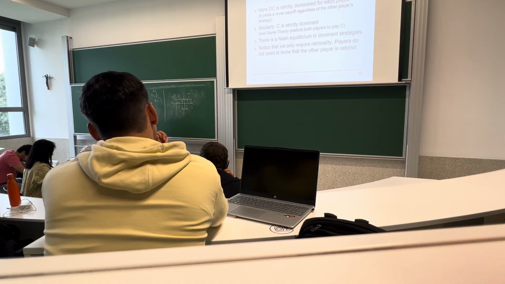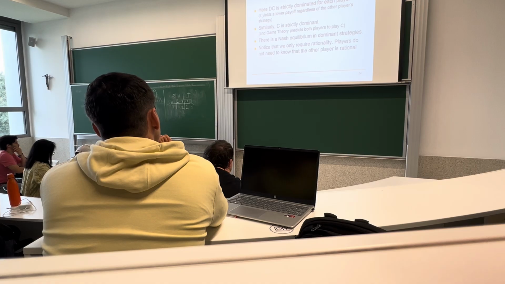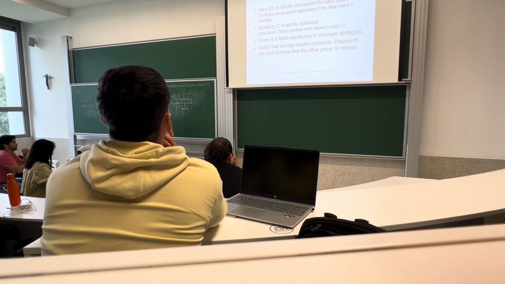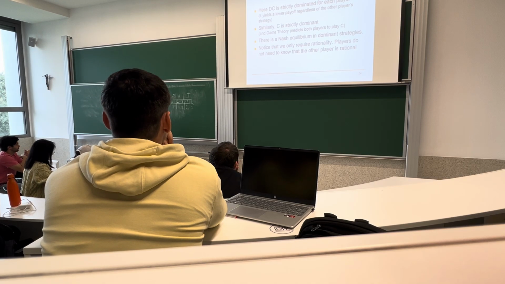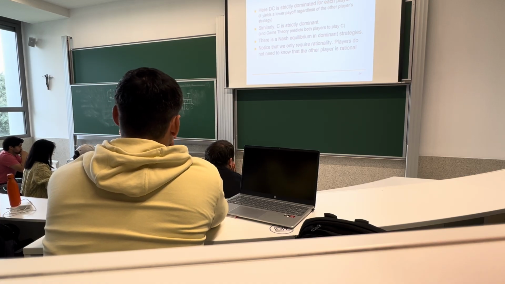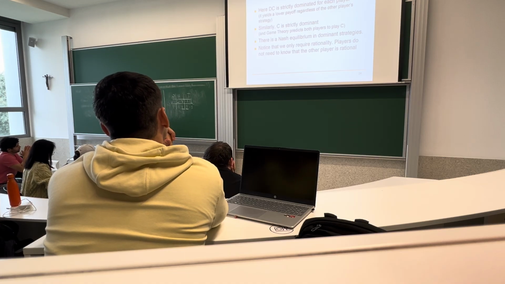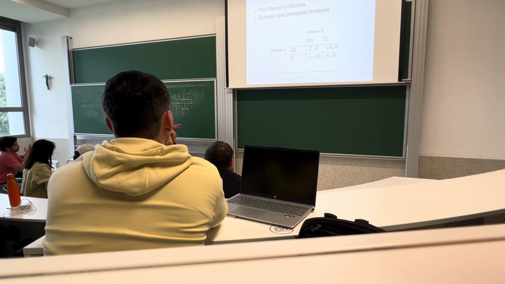So DC is strictly dominated for each player, so it yields a lower payoff regardless of the other player's strategy. And C is strictly dominant. Strictly dominated means strictly lower payoff. Strictly dominant means it gives a strictly larger payoff, and this is the Nash equilibrium in dominant strategies, CC. You only require rationality, but not common knowledge of rationality, because I solve the game for myself. I don't care what the other guy does, I know I play C, so if the other chooses DC, I don't care.